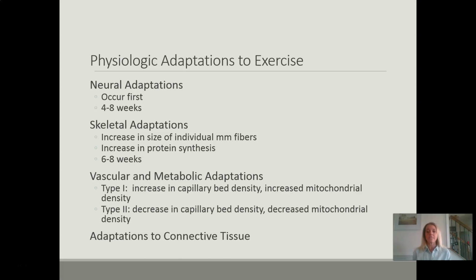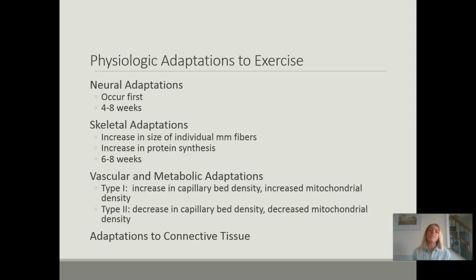Then we start to see some skeletal adaptations, and this is hypertrophy or actual bigger muscles, growth and improvement in muscle size. So this will also occur due to an increase in protein synthesis, and this usually takes a good 6 to 8 weeks. So that's why they say with any type of strengthening program, it does usually take about 6 to 8 weeks to start to see the results, right? So that's the changes in the muscle composition being more defined and things like that.